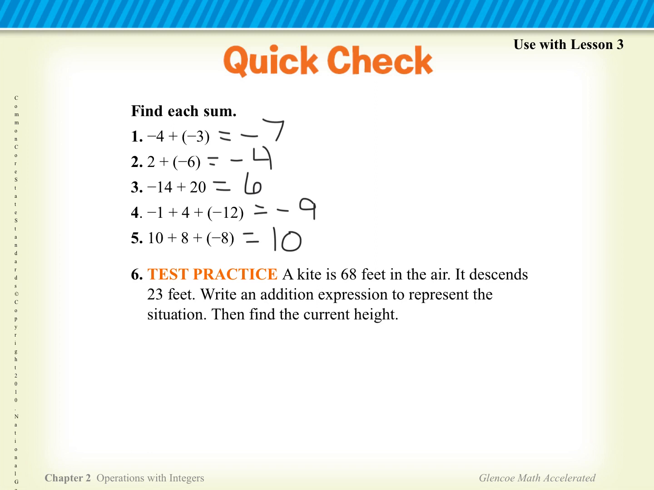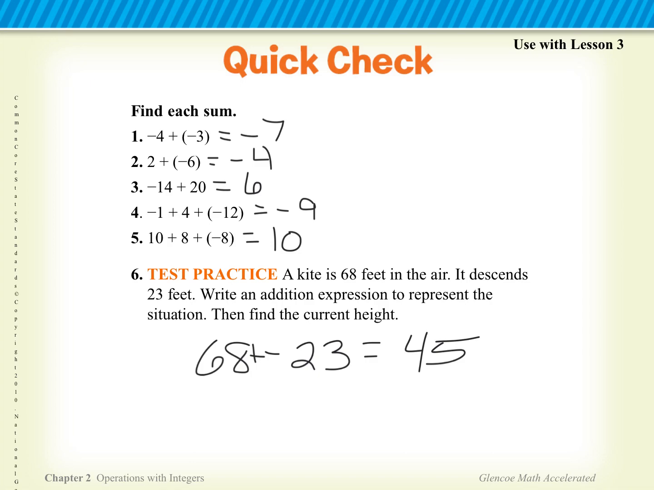A kite is 68 feet in the air. How can we write that as an integer? Positive 68, good. It descends 23 feet. What does that mean? Negative 23. Yep, so it's 68 plus a negative 23, which is positive 45. We good about yesterday? Yes.